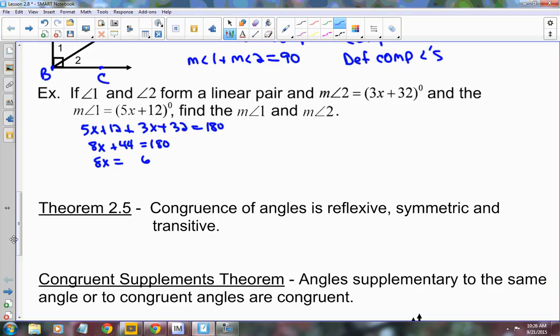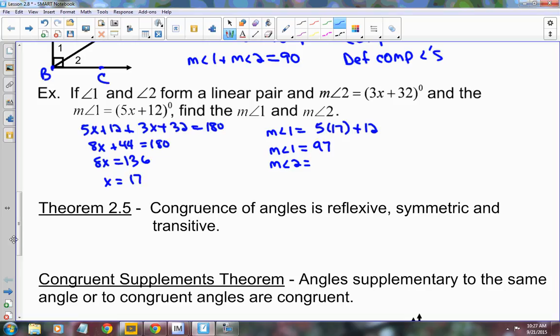136, excuse me, 136. Then we divide both sides by 8, and x is 17. Then we go back and find the measure of angle 1 and the measure of angle 2. To find the measure of angle 1, I'm going to replace x with 17. So 17 times 5 plus 12 is 97. So the measure of angle 1 is 97.